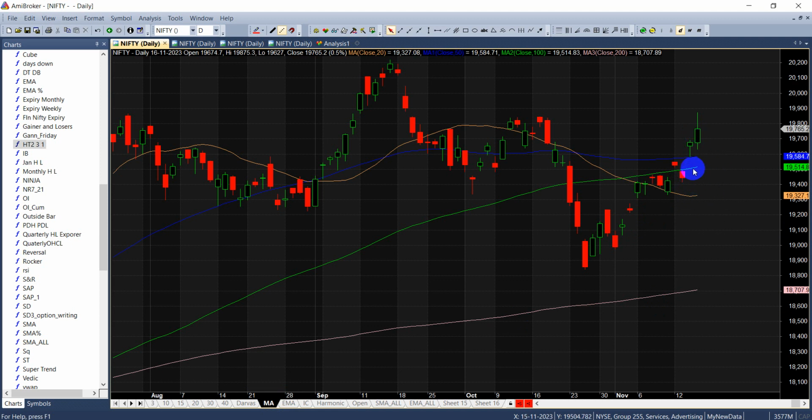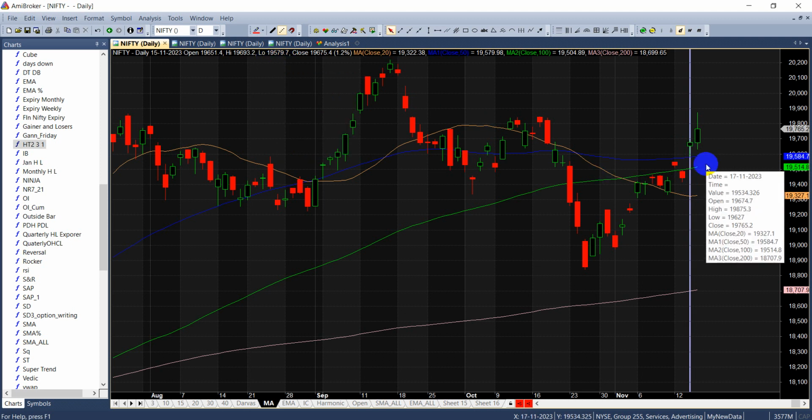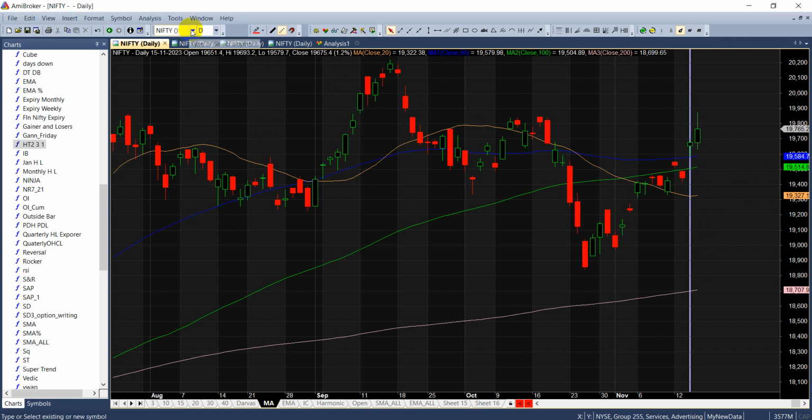If and when it comes, it has to close below this 19579. So I'll add 19683 and 19600. Once it starts trading below these two levels, then we can see a very quick fall till 19,327, as we have discussed as per GANN levels also. And now let me go towards Bank Nifty also.